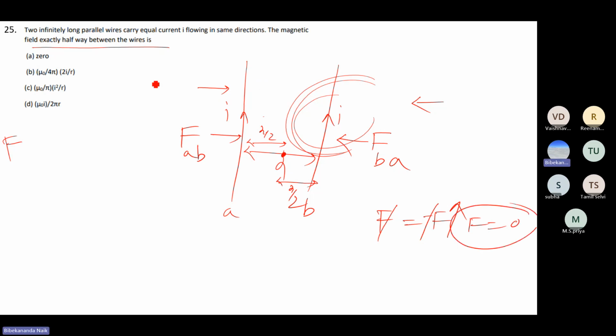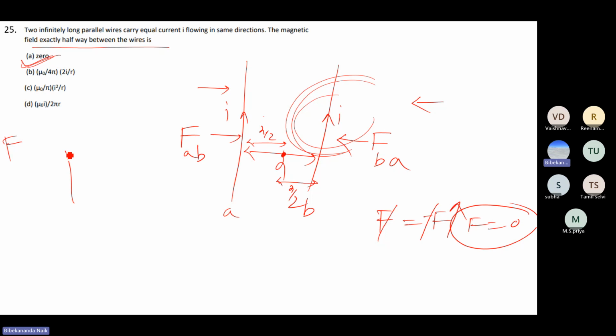So the net magnetic field is also 0, because the magnetic fields they produce are equal and opposite. Since the force is 0, the magnetic field also becomes 0, because the currents are not 0 here. They have some value. So the field between the two wires will be 0.